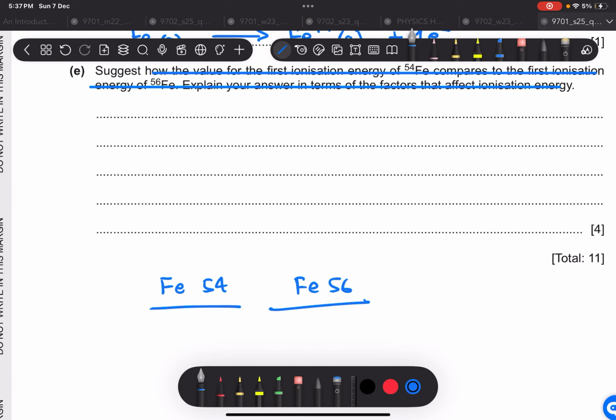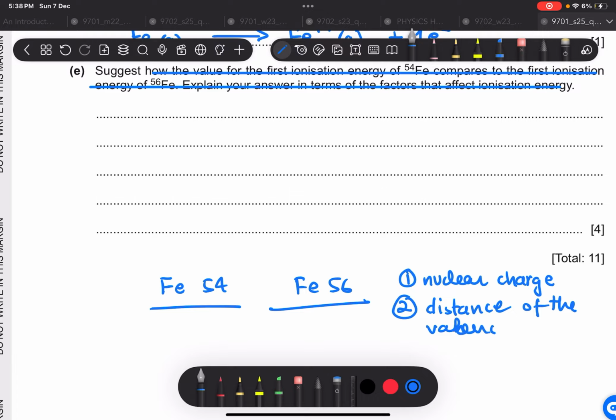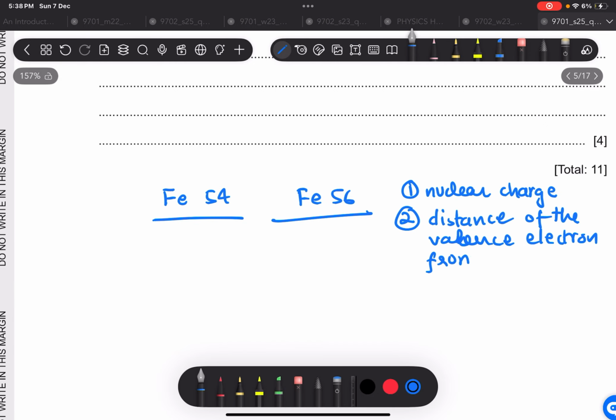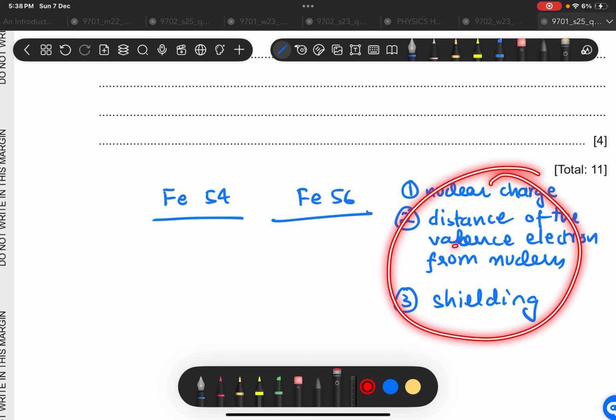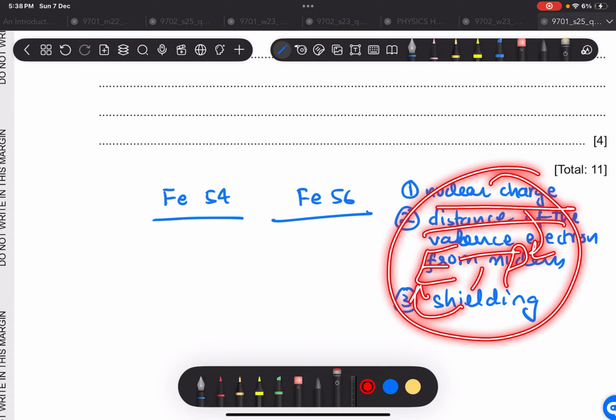Ionization energy depends on three factors. Number one is the nuclear charge, okay? Number two is the distance of the valence electron from the nucleus, and the third factor, which is extremely important, is the shielding. Okay? And all these three factors are caused by either electrons or protons. Nuclear charge is because of protons, shielding because of electrons, distance because of the atomic size.